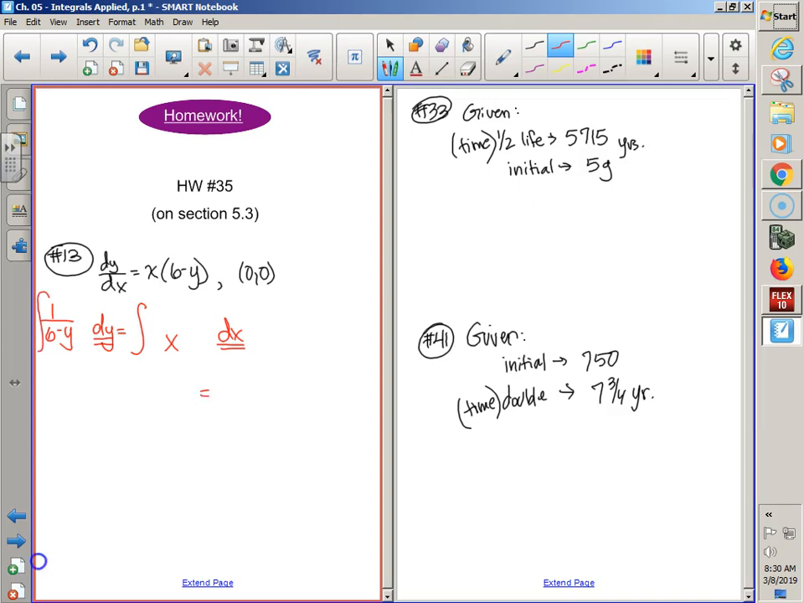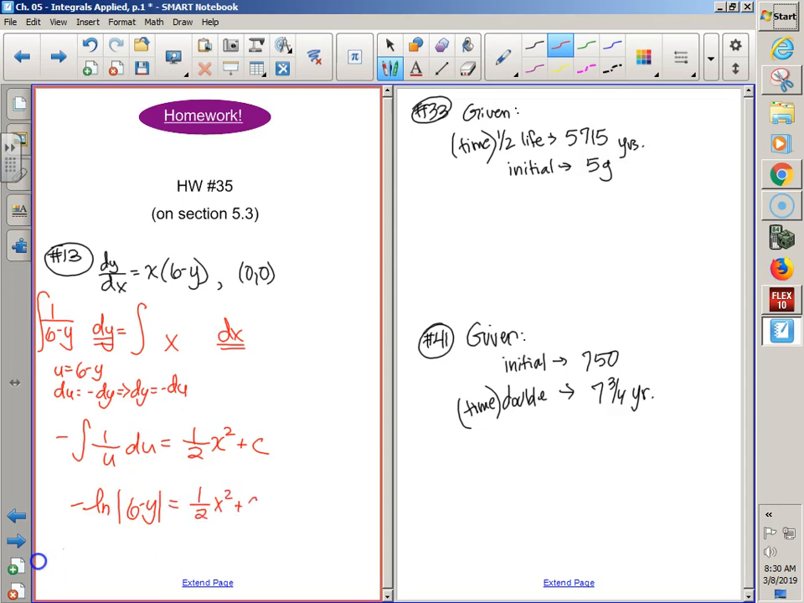This one would be fairly easy in the sense of I can integrate antiderive right away. But over here, I am going to have to do a little bit of u sub. U is 6 minus y, du is equal to negative dy, which means dy is equal to negative du. With that, I'm able to, let's move this down, rewrite this as the integral of 1 over u, and then if I'm plugging in, I have a negative du. So I need to go ahead and integrate that to be negative ln of whoever u is, which is 6 minus y, equals 1/2 x squared plus c.